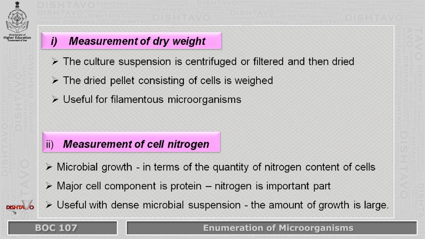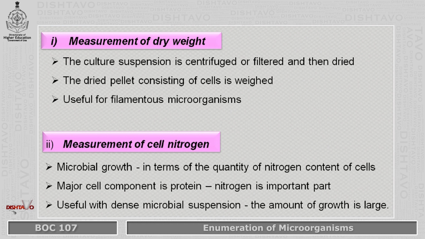Now for measuring the dry weight, the culture suspension has to be concentrated by either centrifuging or by filtering it, and then it is dried. The dried pellet, which consists of the cells, is then weighed. This method is mostly useful for filamentous microorganisms which are difficult to count under the microscope.